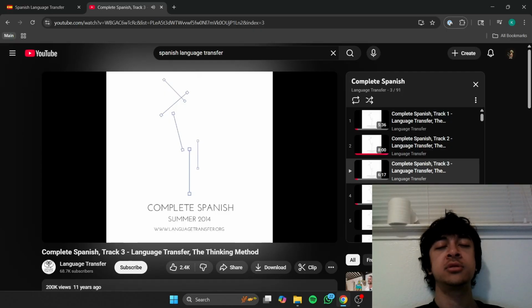Now, if we have a J sound in a convertible word, so we're not working with the letter G. We are working with the sound here. We're thinking about the sound. If we have a J sound in a convertible word, this J is going to become H in Spanish.